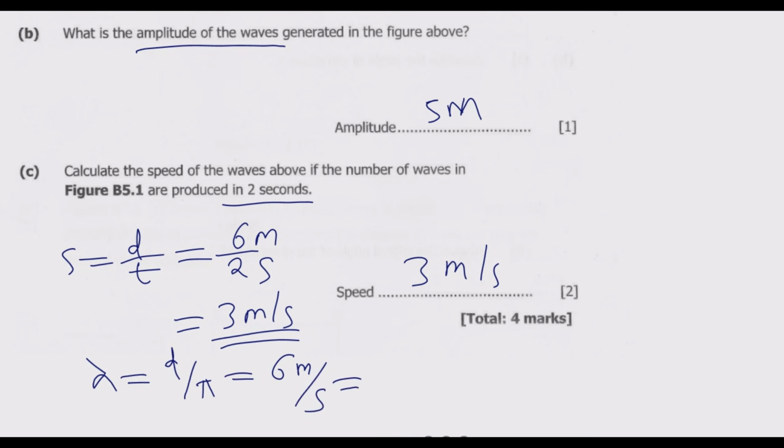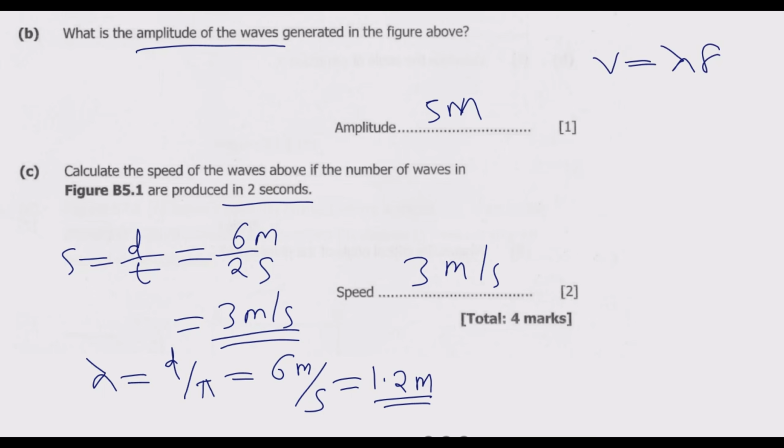So we end up with 1.2 meters as the wavelength. Remember, why are we finding wavelength? We know that velocity, which is the same as speed, is given by wavelength multiplied by frequency. Then next we need to find the frequency.